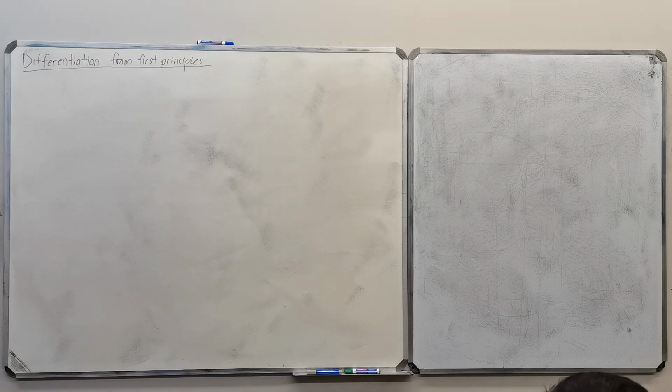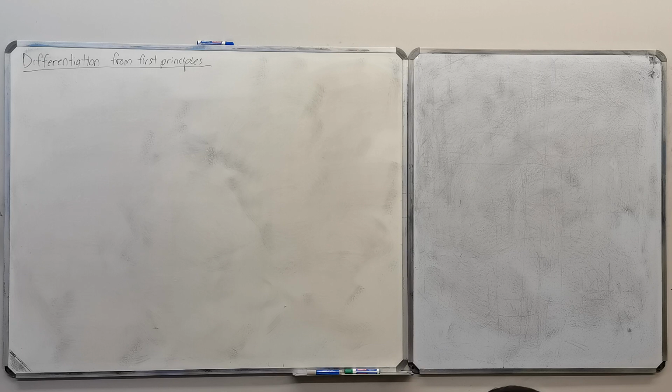Okay, so differentiation from first principles. So the gradient of a straight line, consider the following straight line. So you see they've got two graphs there, right? They've got two functions: y is equal to 2x, and on the other graph y is equal to minus 4 over 3x, right?